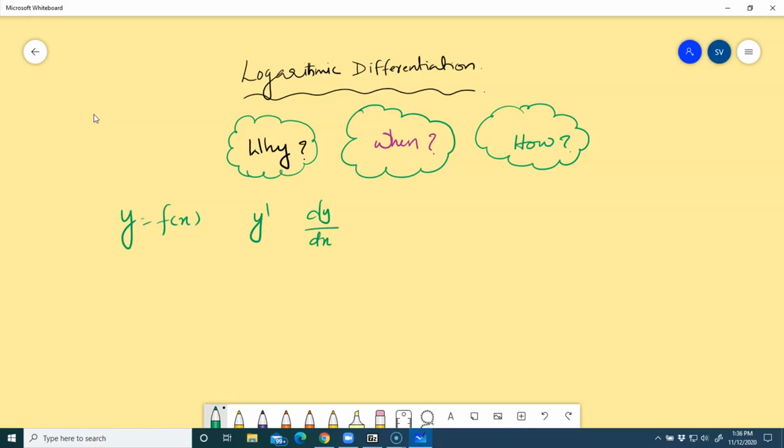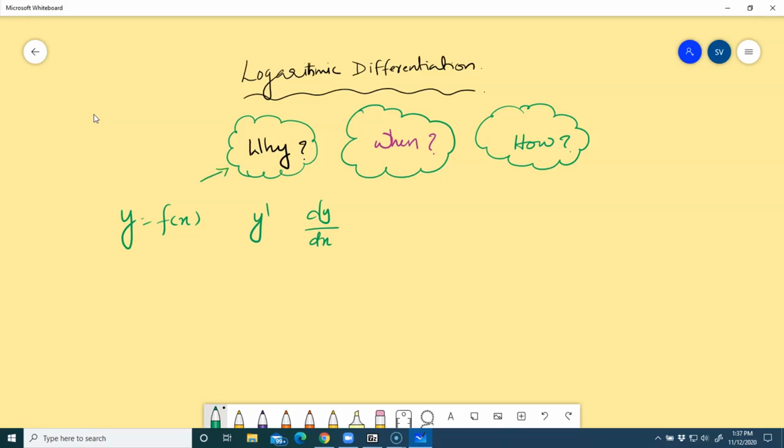If we have a function y and if we need to find the derivative of the function, that is y dash, and if it is not possible to find the derivative of that function directly, we can use this process or this method of logarithmic differentiation. So that is why this method is called logarithmic differentiation, and that is the answer to the question why.